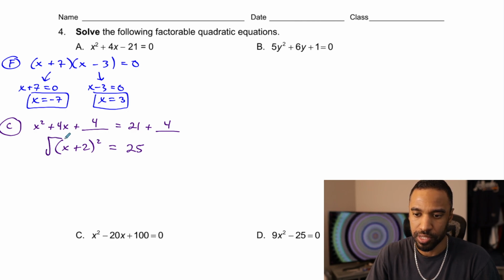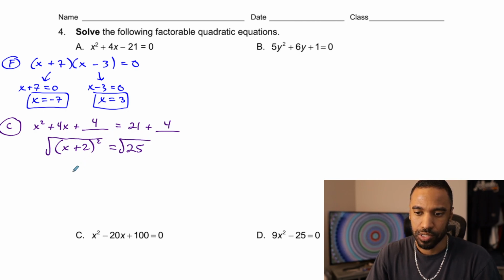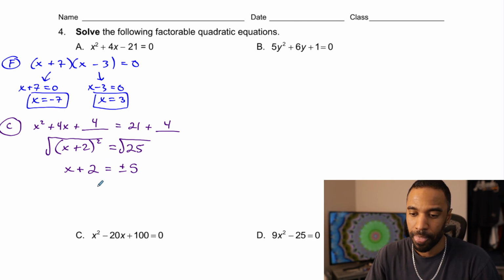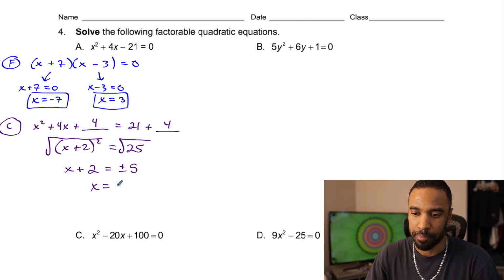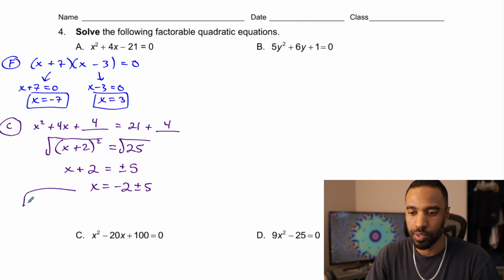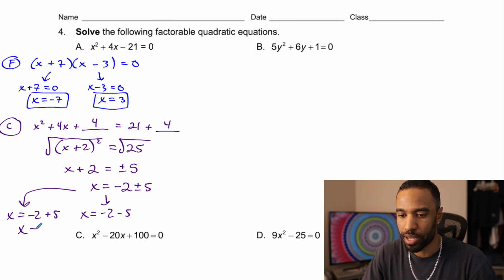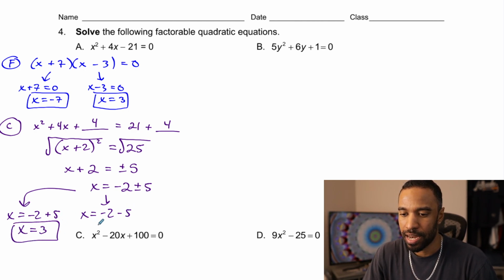I take the square root of both sides here. That cancels out and leaves me with x plus 2, provided that I put plus or minus. And the square root of 25 is 5. So x plus 2 equals plus or minus 5. If I subtract 2 from both sides, I get x equals negative 2 plus or minus 5. So x will either equal negative 2 plus 5, or x will equal negative 2 minus 5. Negative 2 plus 5 is 3, and negative 2 minus 5 is negative 7.